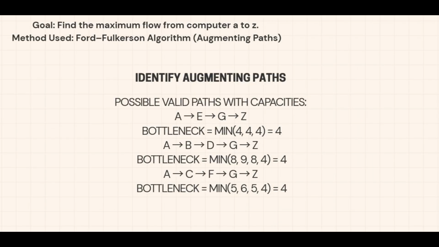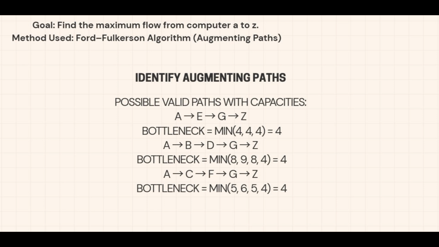The first augmenting path is A to E to G to Z. The capacities along this path are 4, 4, and 4. The smallest of these is 4, so we push 4 units of flow.